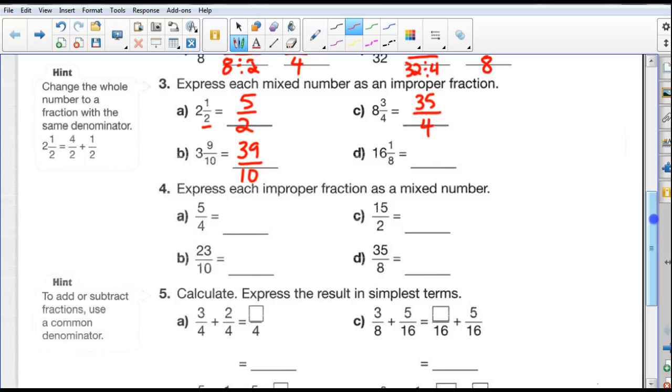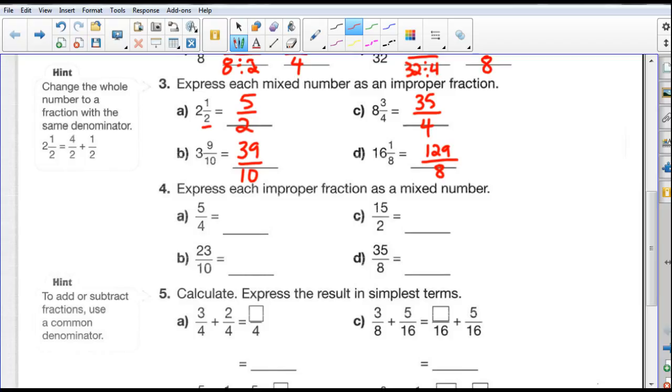16 times 8 is 128, plus 1 is 129. You use your calculator for that. 129 all over the denominator 8. Okay? So that's how you convert a mixed number into an improper fraction.